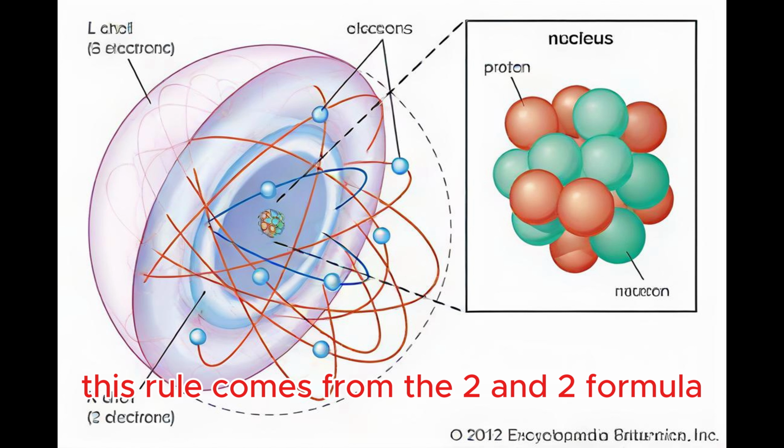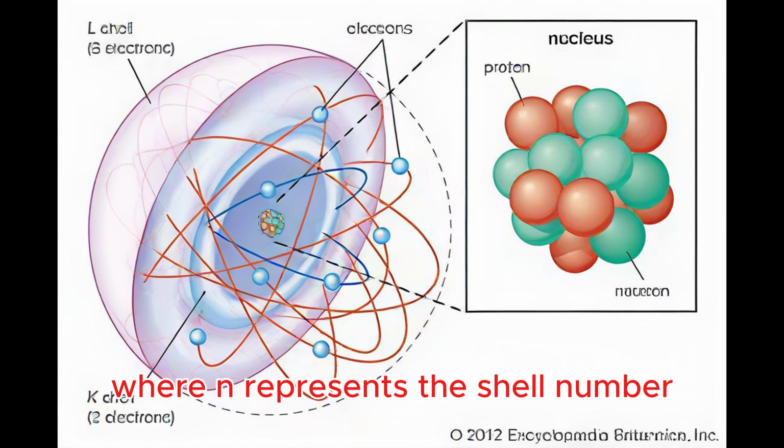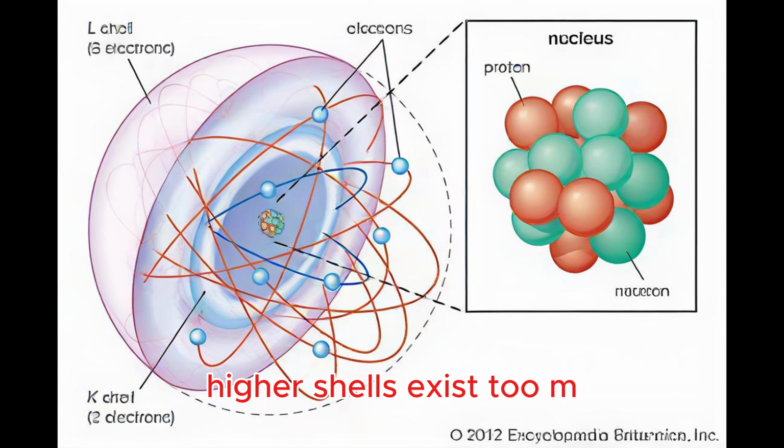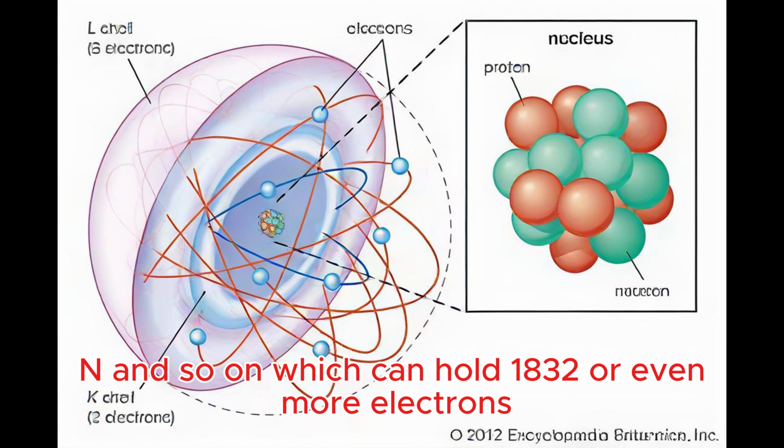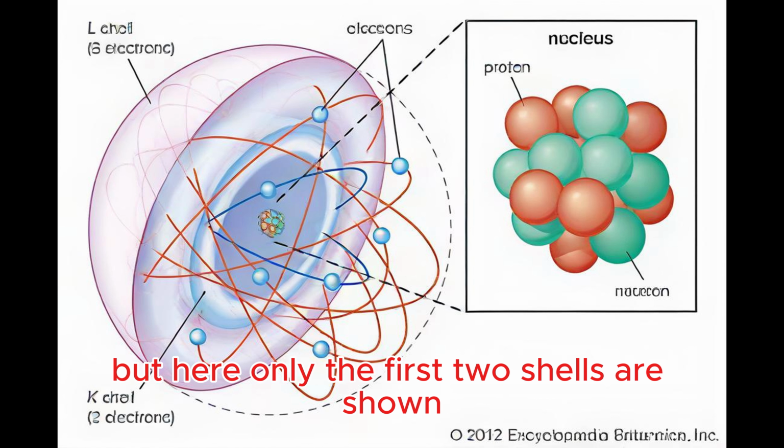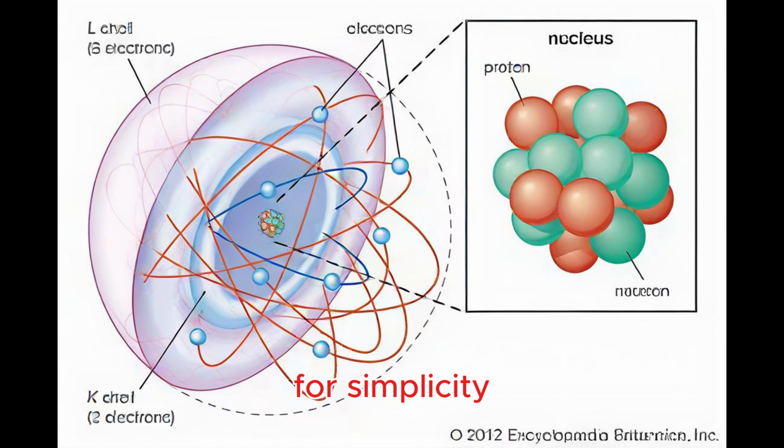This rule comes from the 2n² formula, where n represents the shell number. Higher shells exist too, M, N, and so on, which can hold 18, 32, or even more electrons, but here only the first 2 shells are shown for simplicity.